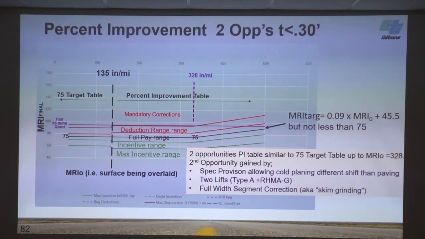Okay, this is a 2 opportunities PI table, similar to the 75 target table. You do the math, that 75 bottoms out at, use this equation and you plug in 328, you'll get the number 75. That's where it crosses the 75. So how do you get a second opportunity? Special provisions. There's a special provision that allows the cold plane surface to be exposed for up to a week. Right now, the standard spec says you've got to pave back in the same shift. If they use that, they can leave it exposed for up to a week.